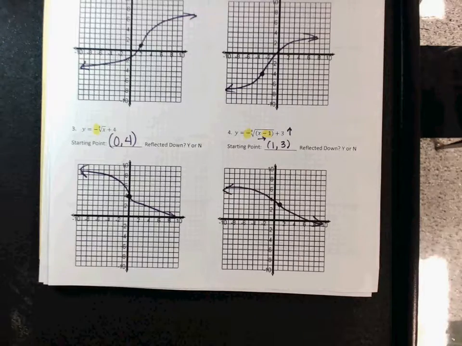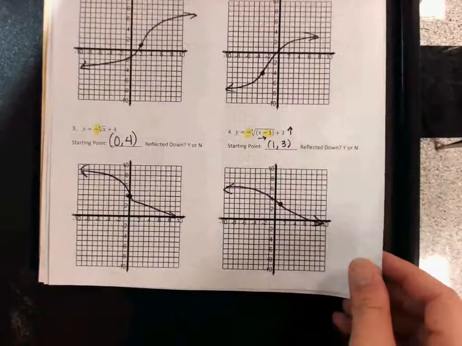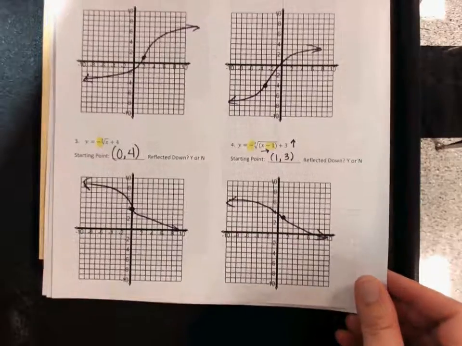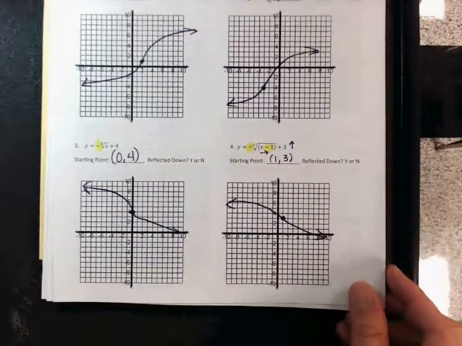Okay? Alright, so we talked about cubics. We talked about cubic roots. The last one we have to talk about today are your rationals. Turn the page. Did you say wait?